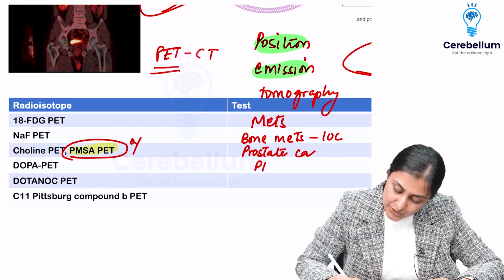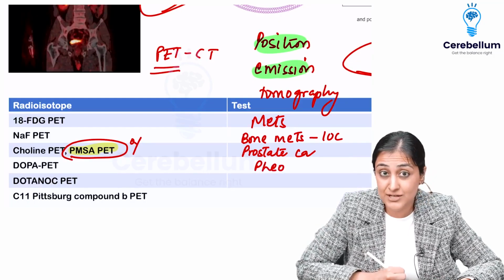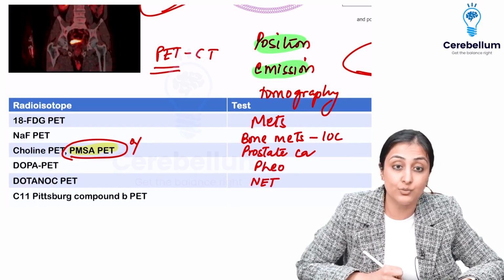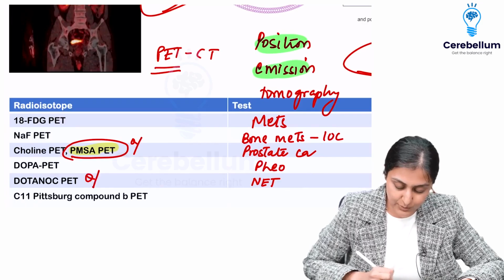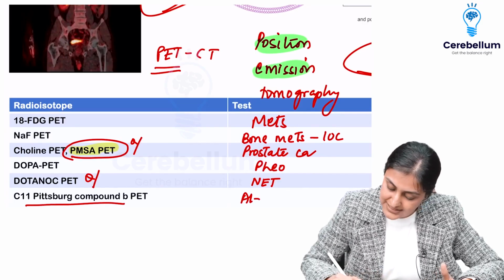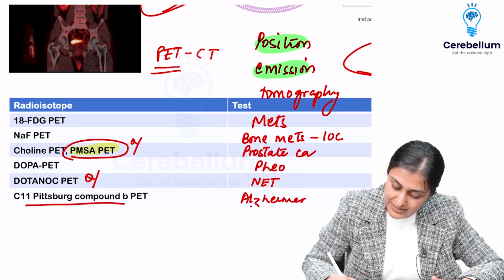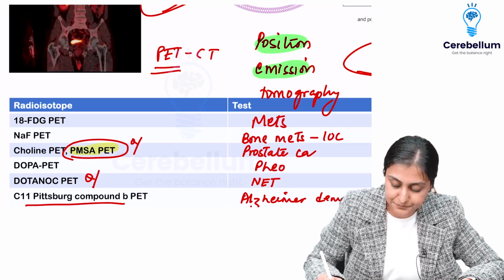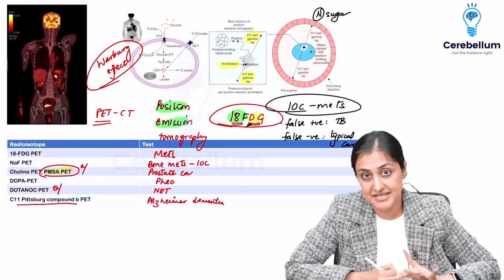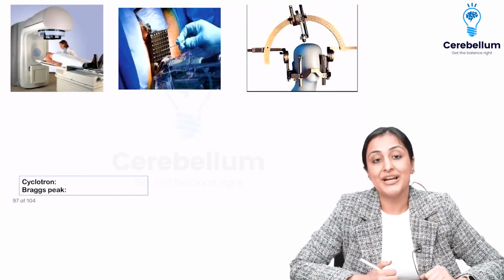DOPA PET is what you see for pheochromocytoma. DOTA PET is used in neuroendocrine tumors. Very, very important potential question. And C11 Pittsburgh compound is a recent advance that is being done for Alzheimer's dementia. So few recent advances, potential questions from PET scan. Moving on to radiotherapy now.